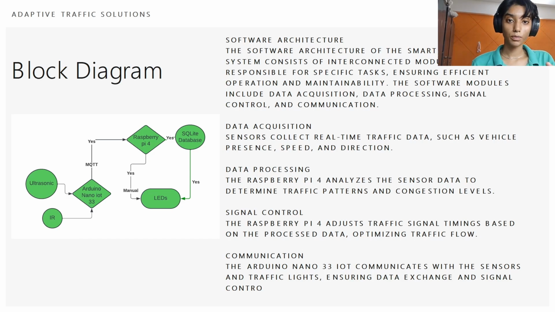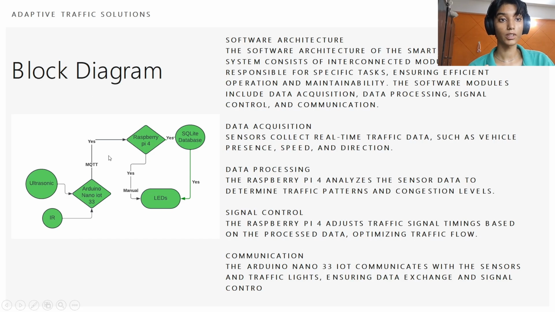Now let's look into the block diagram. I have just created this block diagram for the two sensors. I'll be adding to it, as I have already told you multiple times. So I have this ultrasonic sensor and the IR sensor connected to the Arduino Nano IoT 33. These sensors will detect whether objects are present and the number of objects present in this lane.